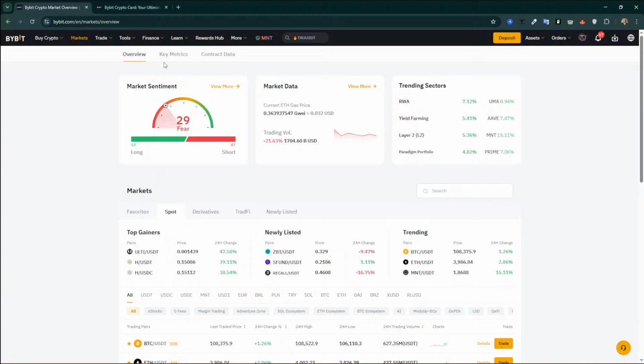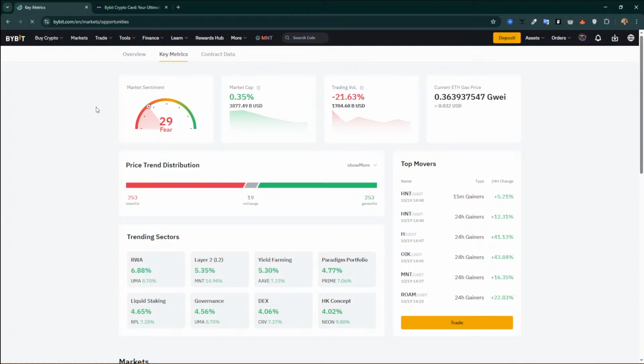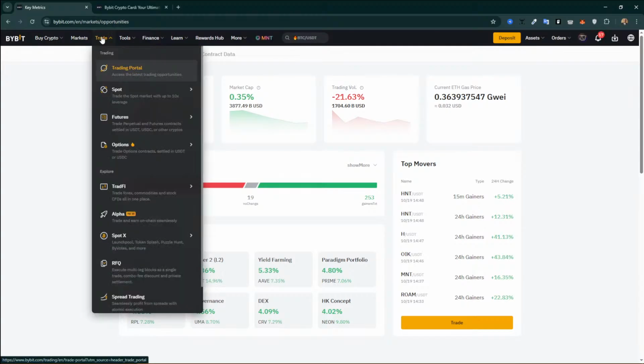Key metrics, contract data, the 24-hour gainers, the 15-minute gainers, trending sectors, current gas fees in Ethereum, the prices right here. So after going through the markets, you've gotten some information about the top gainers, some indication on trading volume, and so much more.